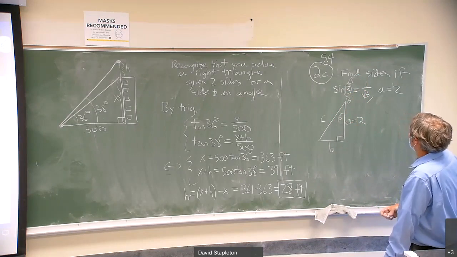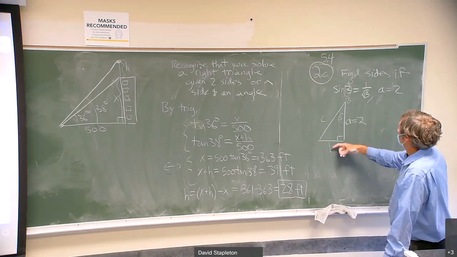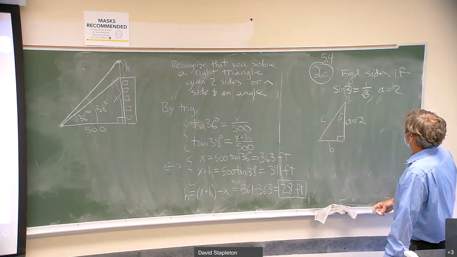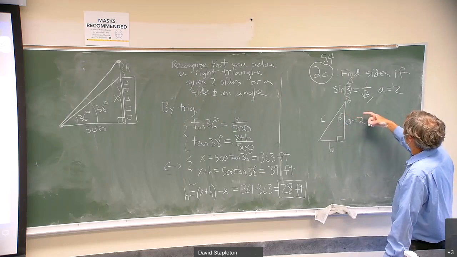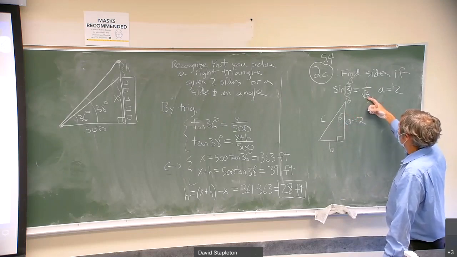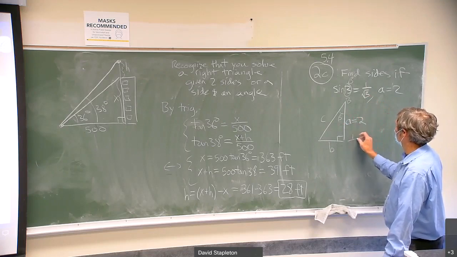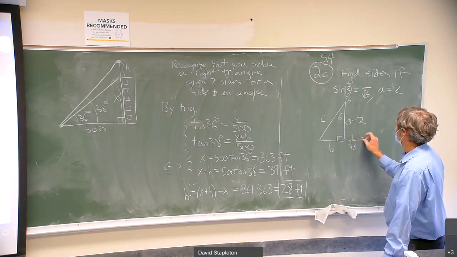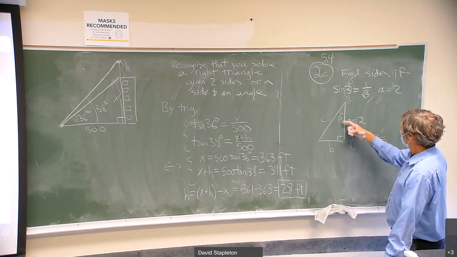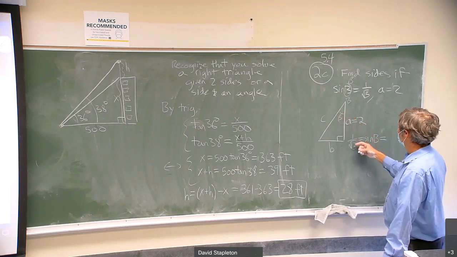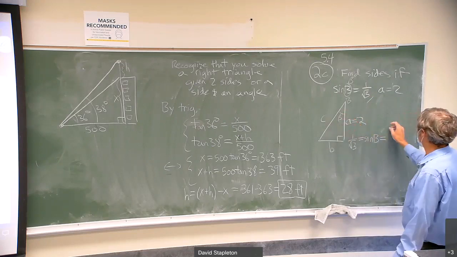Now, once I draw the triangle, I can say, well, I have A, I just need B and C. And instead of the angle, I have the sine of the angle. So I say, sine B is 1 over square root 3. But sine B, or beta, has to be its opposite side over the hypotenuse. It has to be B over C.